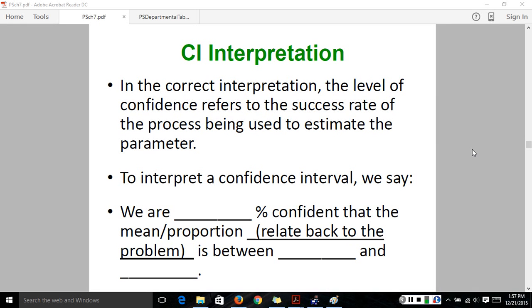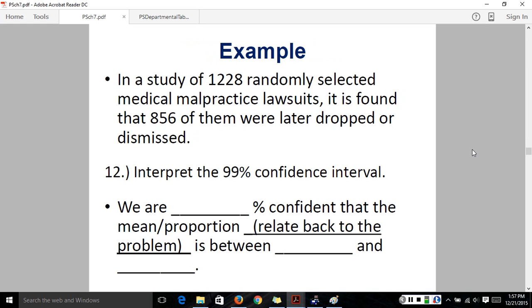We are blank % confident that the mean or proportion, depending on the problem, related back to the problem, is between the lower bound and the upper bound. Here's an example of that using a problem from earlier. Again, in a study of 1,228 randomly selected medical malpractice lawsuits, it's found that 856 of them were later dropped or dismissed.